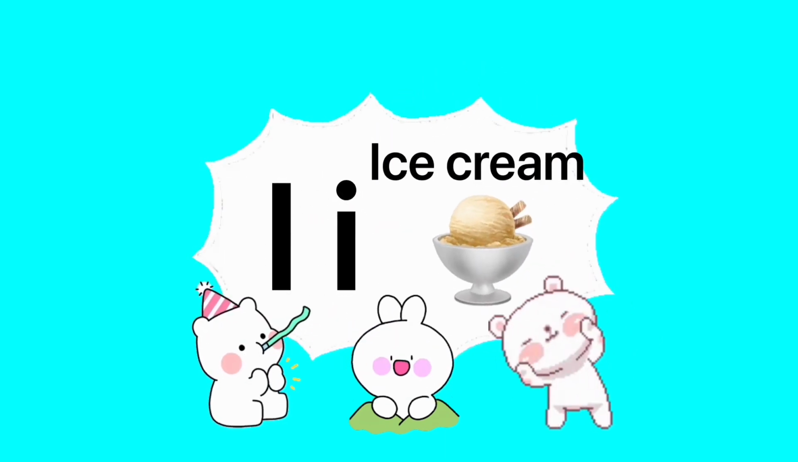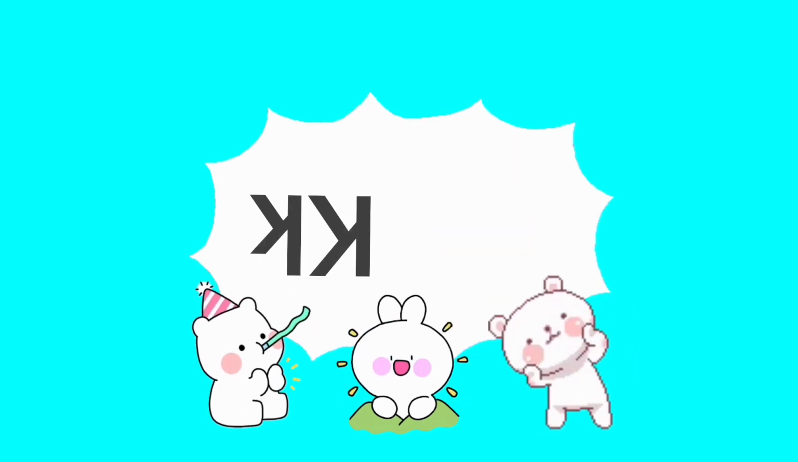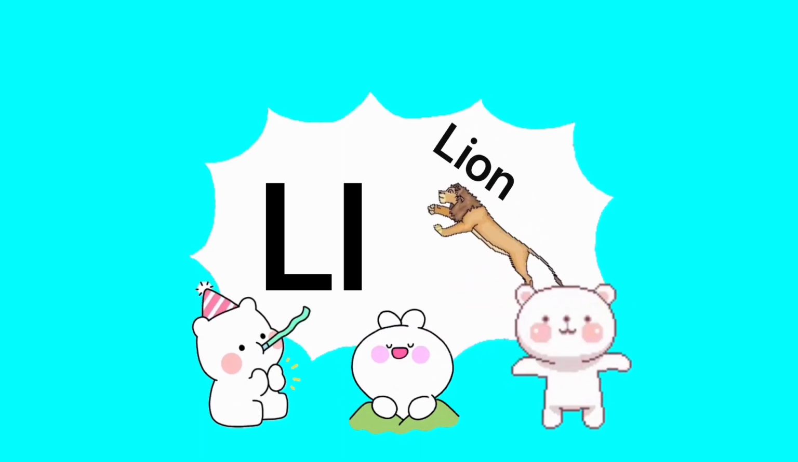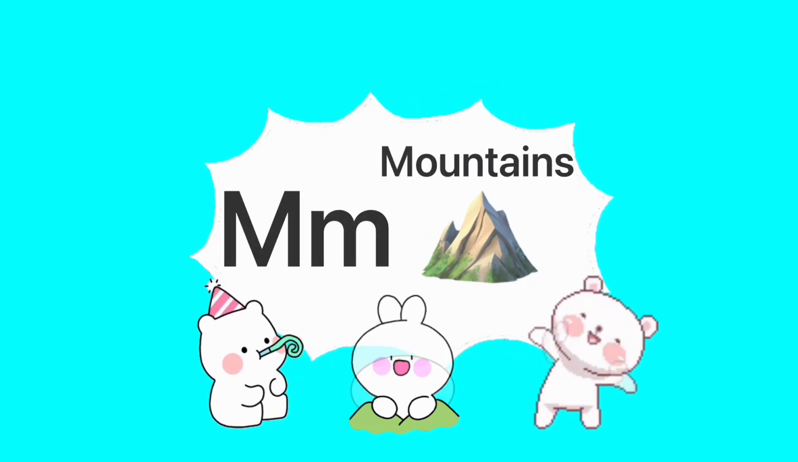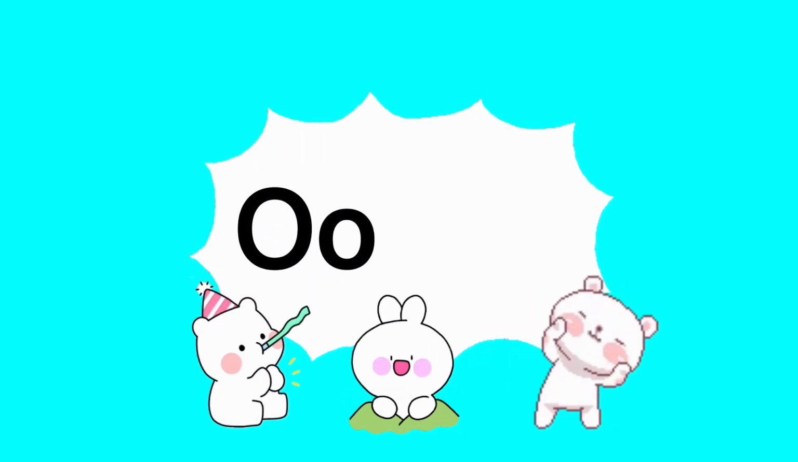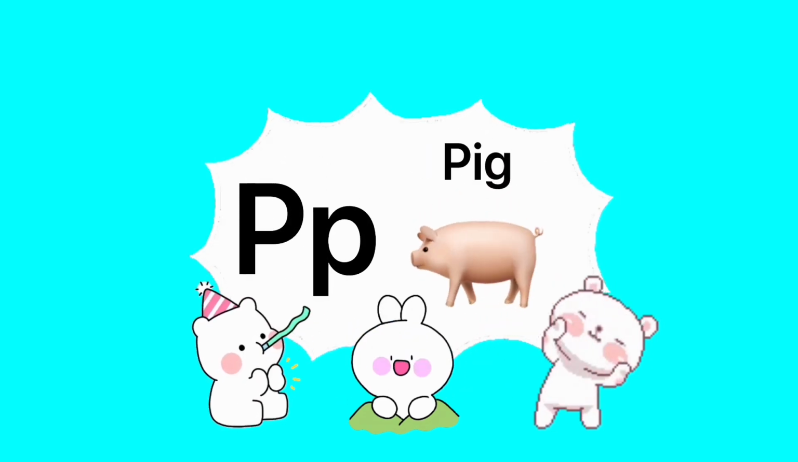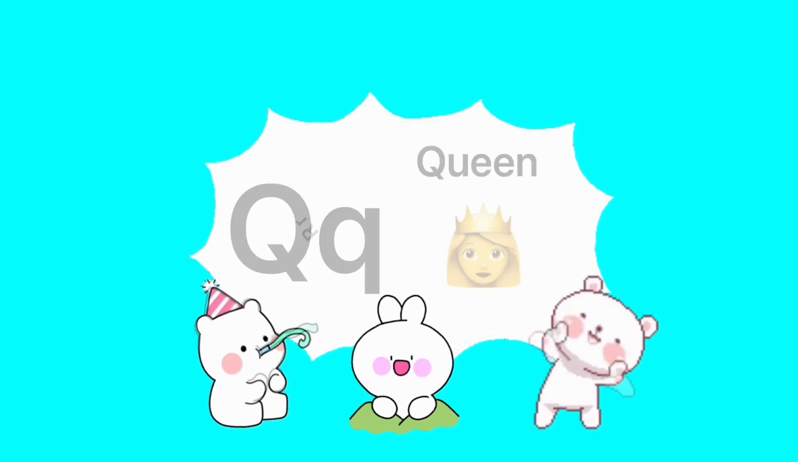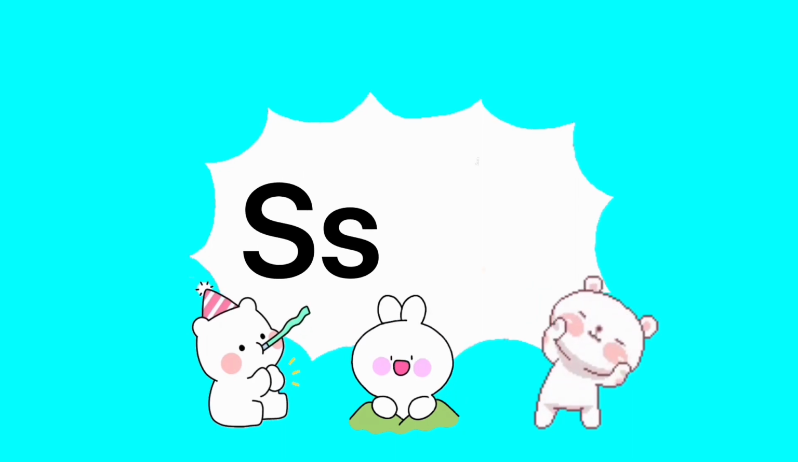I is for ice cream. J is for jewelry. K is for king. L is for lion. M is for mountain. N is for nest. O is for orange. P is for pig. Q is for queen. R is for rabbit. S is for sun.